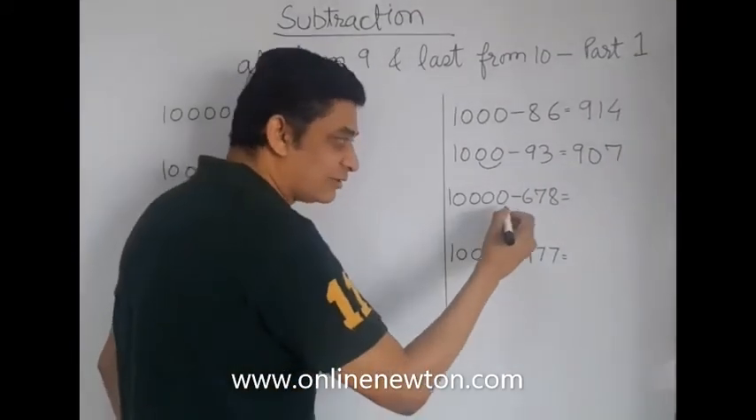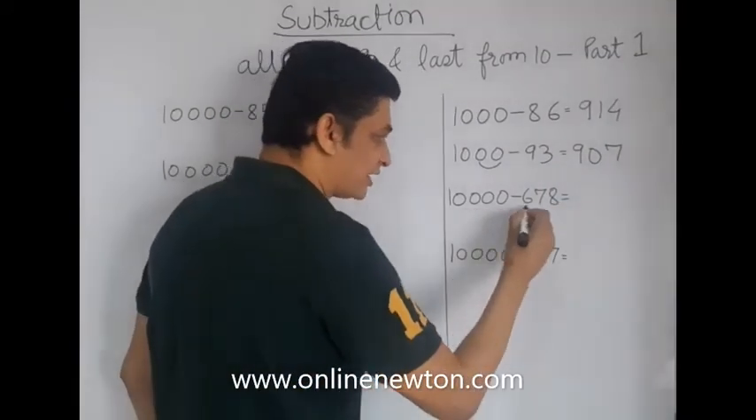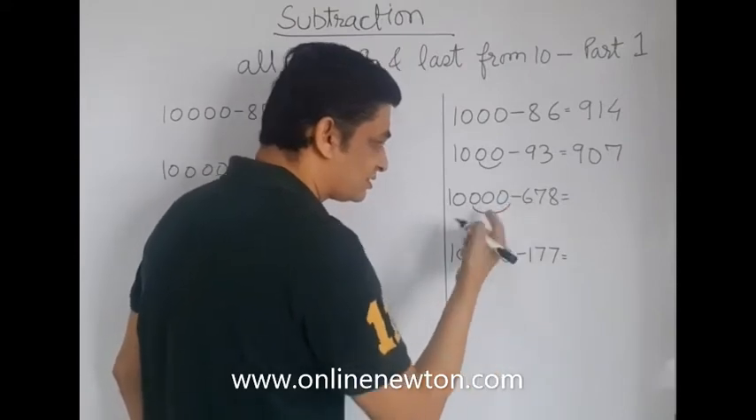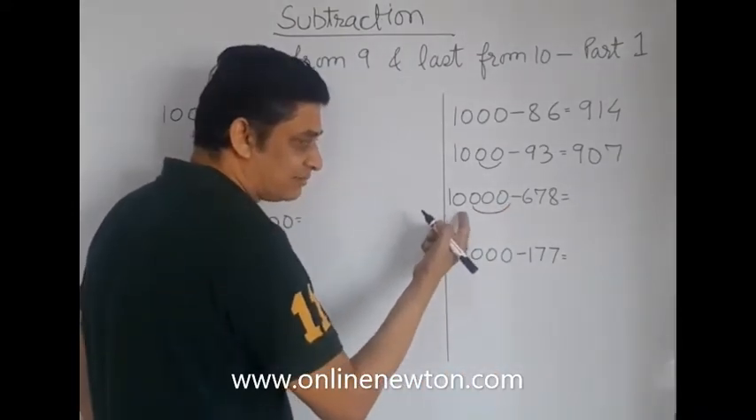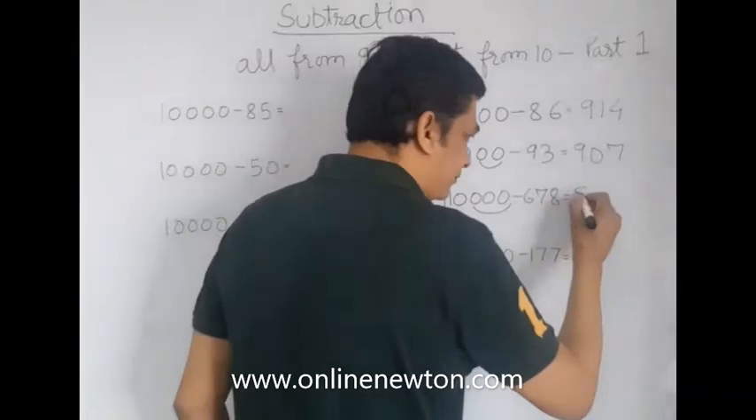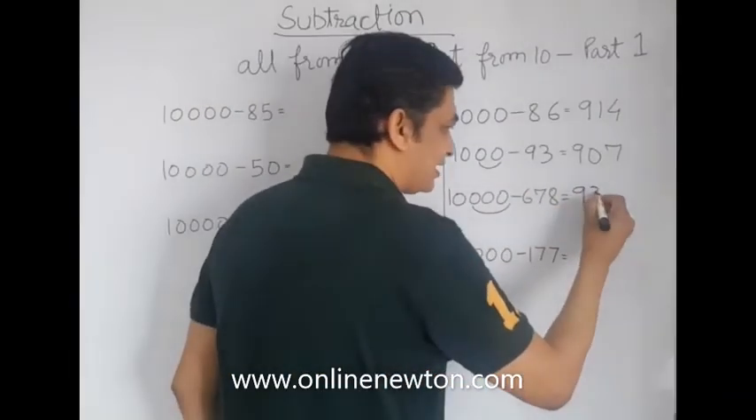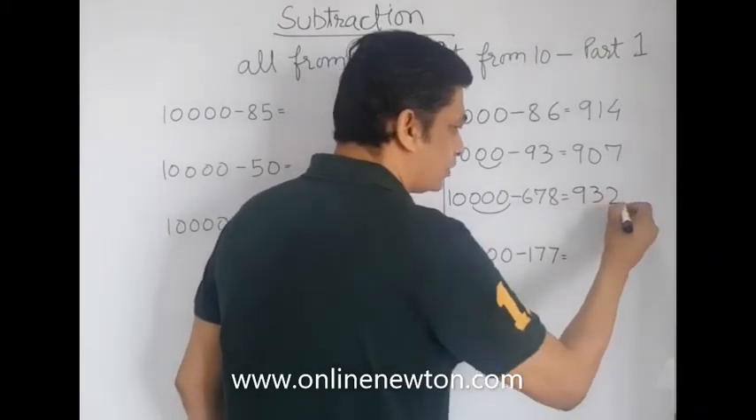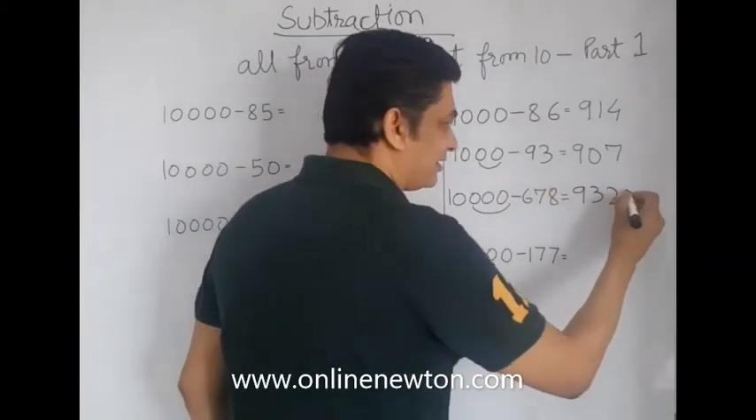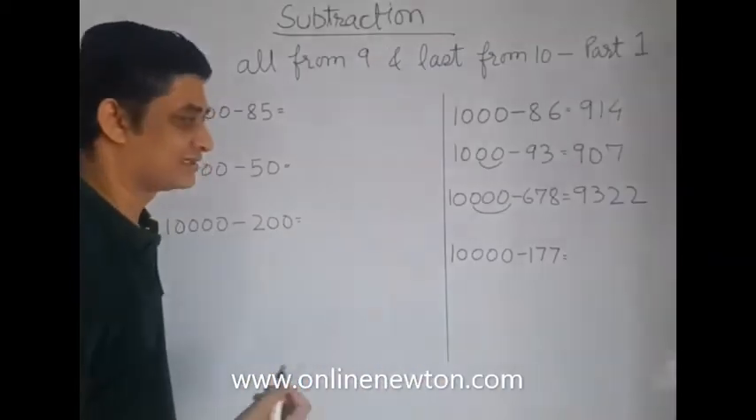One more example, 10,000 minus 678. So there are 3 digits and there are 3 zeros. So we reduce this 10 by 1, so 10 becomes 9. And now 9 minus 6 is 3, 9 minus 7 is 2, and 10 minus 8 is 2 again. So this is our answer.